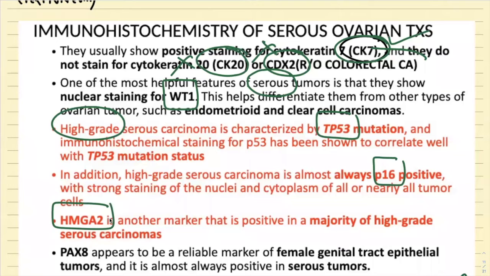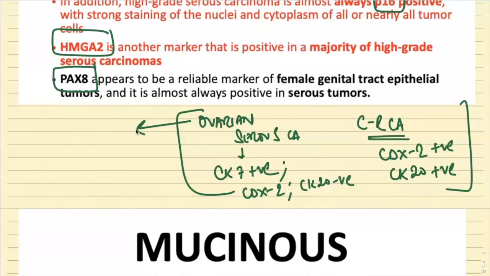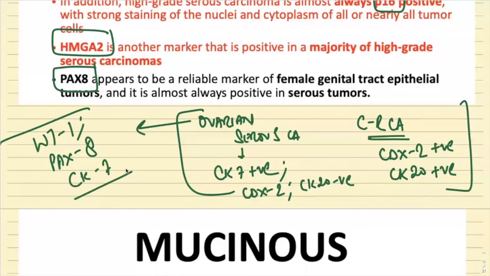And also all the serous tumors are positive for PAX8. So two other important markers of ovarian serous tumor are WT1 and PAX8. So remember these three important markers, CK7, WT1, PAX8, are important for ovarian serous carcinomas, and these markers are important to differentiate from colorectal carcinomas.